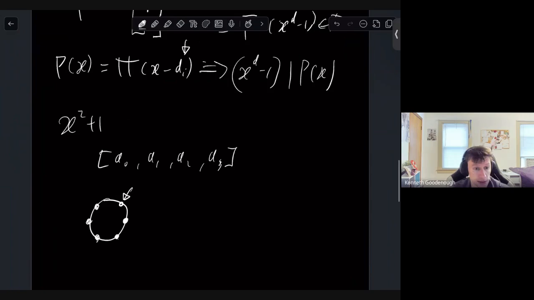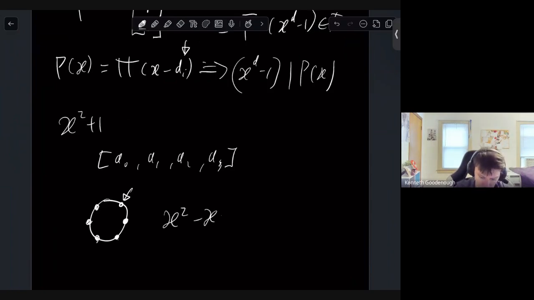If I look at the 6th cyclotomic polynomial, it has this form, x squared minus x plus 1. So it has degree 2, which corresponds to the fact that there are just 2 primitive roots of unity. But here we get quite limited information.